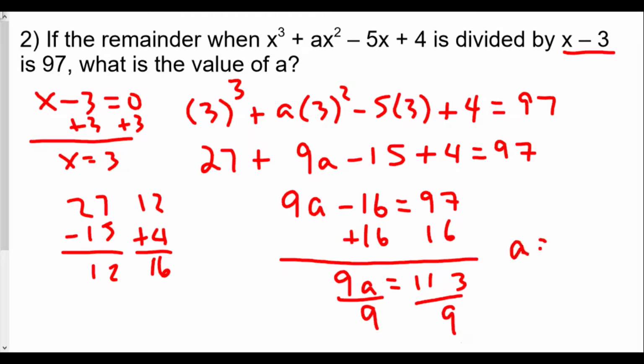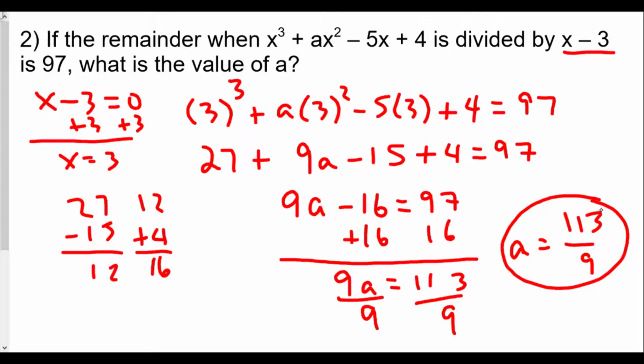So a equals 113 over 9, and this is totally okay to leave your answer in this form. Some of you might say, oh, I'll use my calculator to find decimals. It's fine, but the problem is repeating decimals are not going to be very pretty. You may leave it as an improper fraction. I'm okay with that.